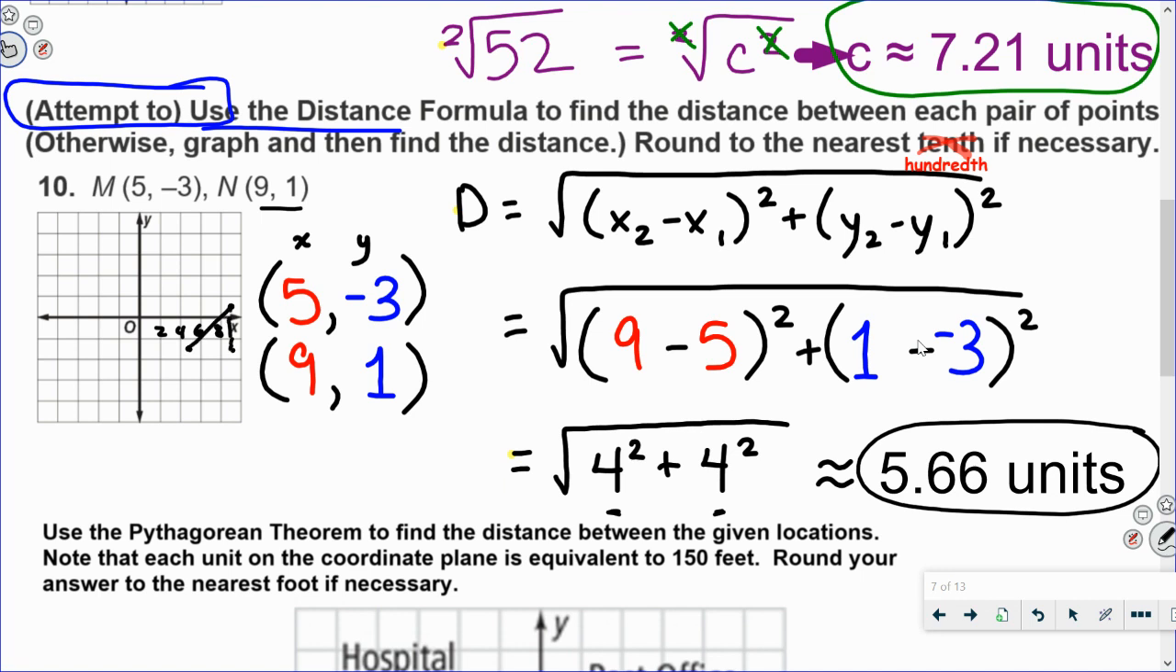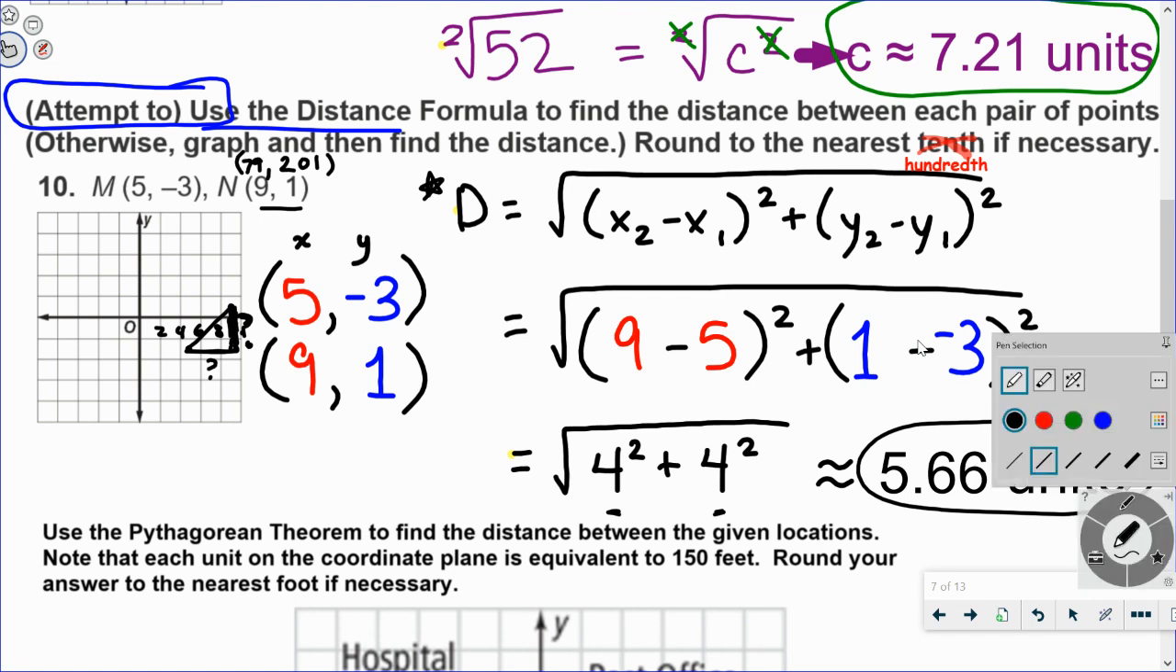The only hesitation is it gets a little tougher to figure out what the 2 legs are. And imagine if that weren't 9. Imagine if it were 79. Imagine if that y coordinate wasn't 1, it was 201. You can change the scale to 10s, 20s, 50s, but it's going to be pretty hard to figure out how far up and down that you go. So there are certain times when using the distance formula would be hugely helpful.